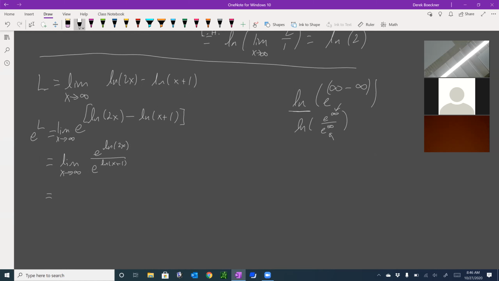Then I can do the arithmetic here, and get 2x, do the arithmetic here, do x plus 1. And this is equal to, by L'Hôpital's rule, 2 over 1. So I know that e to the L equals 2, which tells me L equals the natural log of 2. Let me try and find one where I actually have to do that and I can't use just log rules.